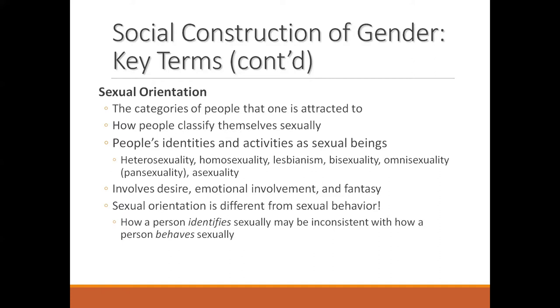Sexual orientation is also very complex because it involves everything from desire, emotional involvement, and fantasy. For some people, these three areas could be aligned. For others, who you're emotionally involved with might be very different from whom you fantasize about or desire. It's just because people are different. It's part of being human.